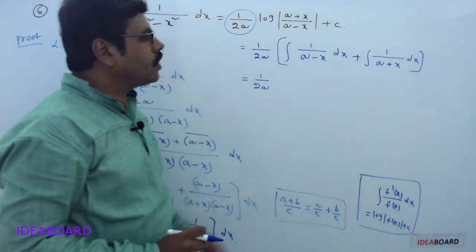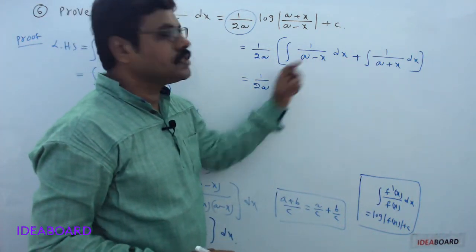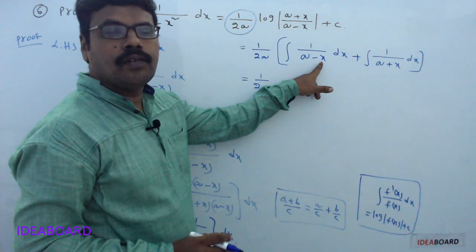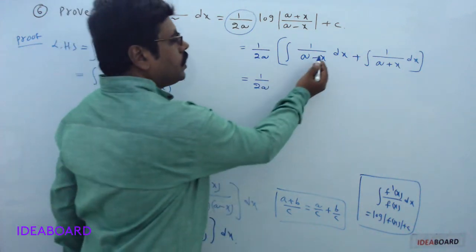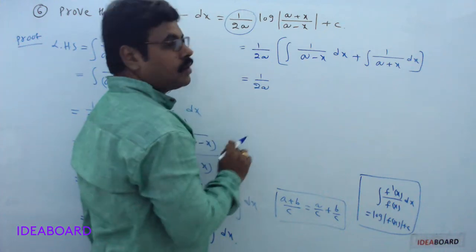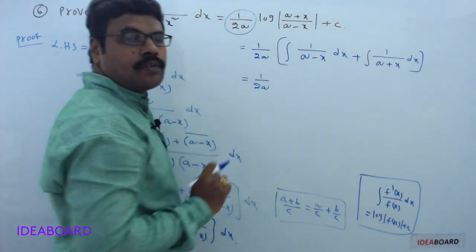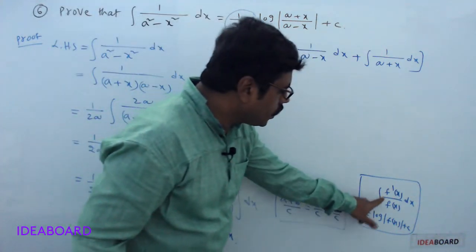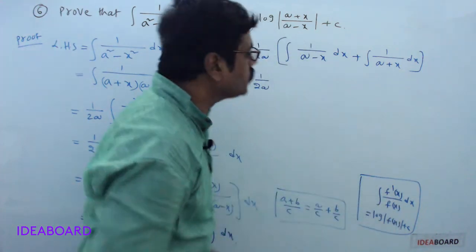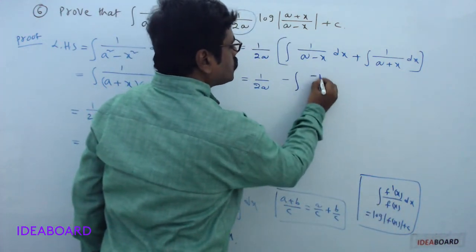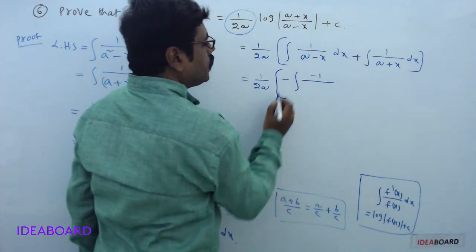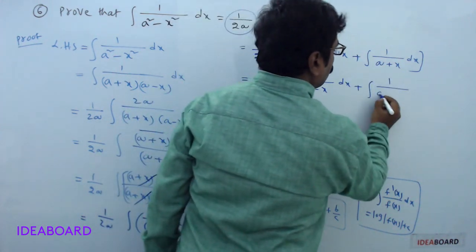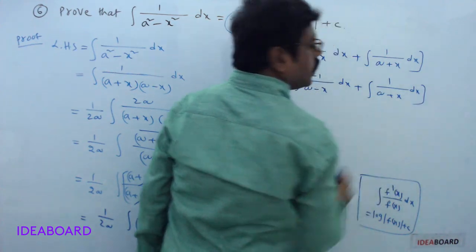Now come to the first term. What is the derivative of a minus x? A constant term, its derivative is 0. Minus x, the derivative of minus x is minus 1. So the derivative of a minus x is minus 1. But in the numerator, only plus 1 is there. So to convert this first term into the form integral f dash of x divided by f of x dx, I will multiply the negative sign 2 times. This is minus integral of minus 1 by a minus x dx plus integral 1 by a plus x dx.